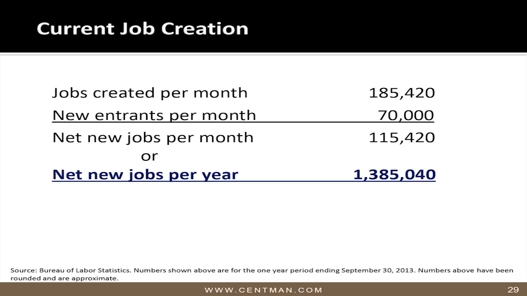That's the figure that's been last year. It's slowing down, but let's just use the best number we got. There are 70,000 new people coming into the job market every month. So we are net creating 115,000 jobs.